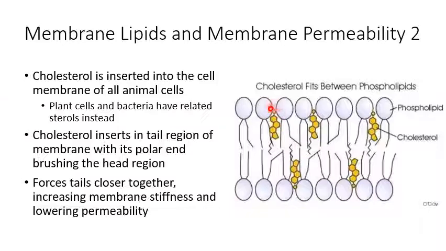So this little polar nub on the cholesterol is what's anchoring it in amongst the heads of the phospholipids. When you have a lot of cholesterol in the membrane, it ends up forcing the tails to be closer together. So you just have this bulky molecule in between these tails filling up space, and that is pushing the tails closer together. When you're pushing the tails closer together like that, you're going to decrease the permeability of the membrane and increase its stiffness. So when you have more cholesterol, the membrane gets less permeable and stiffer.